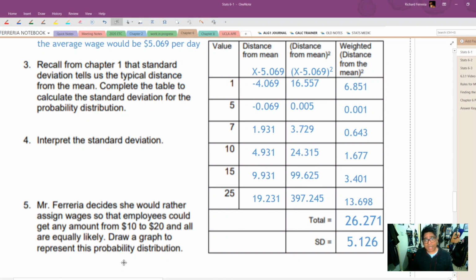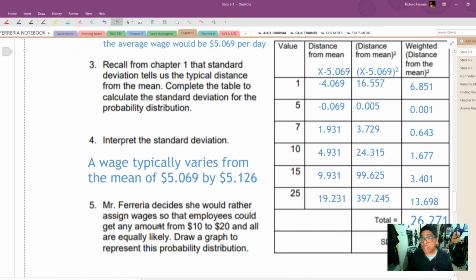So like you might expect, the square root of a number near 25, like 26, is a number that's close to 5, like 5.126. So that is our standard deviation, the standard deviation of a discrete probability distribution. That's a whole lot of functions that you need to do in order to get that. We're going to show you the quick way to do this on your calculator in a few moments. But now we're going to interpret that standard deviation.